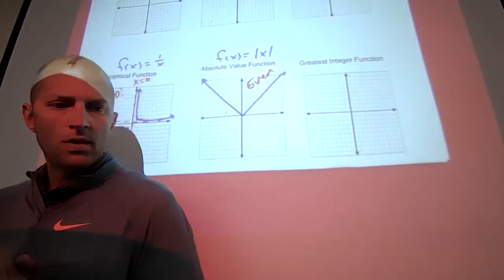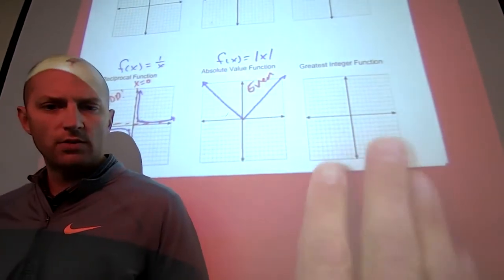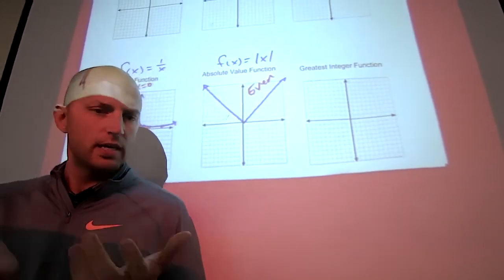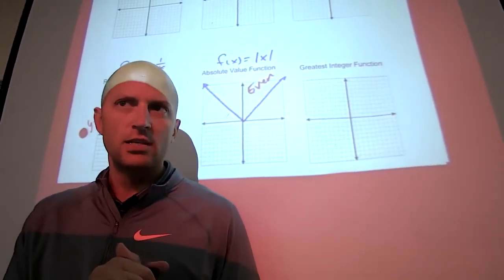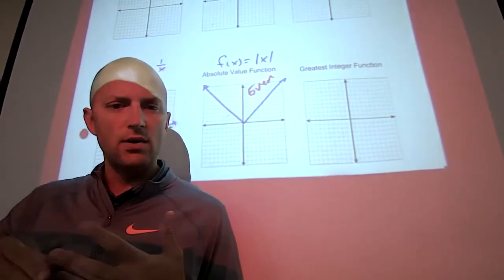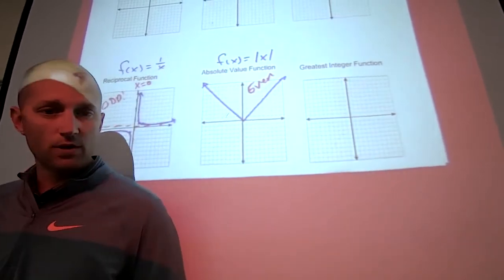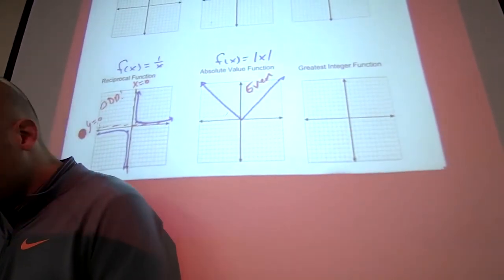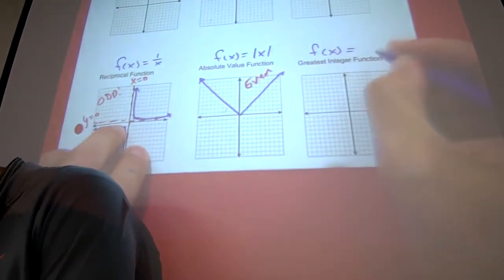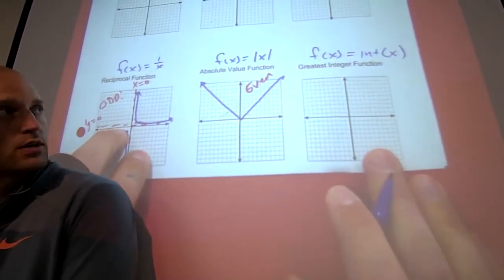Okay. All right, so the last library function, and we don't spend a whole lot of time with this with regular pre-calc, it's called the greatest integer function. And the best way I can explain what the greatest integer function is, it basically rounds down. So no matter what, it always rounds down to the nearest integer. Okay, so if you can remember it rounds down, we're good. Okay, so what does that look like? So f of x equals the greatest integer function of x is what you're going to see.